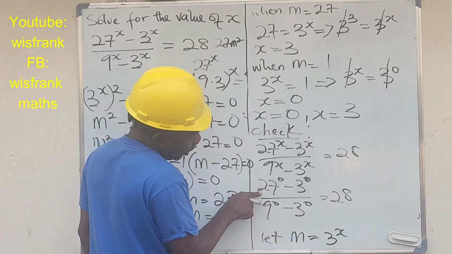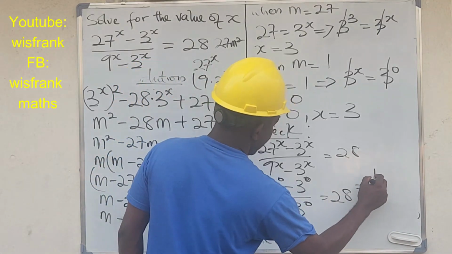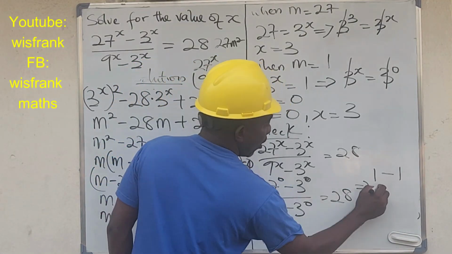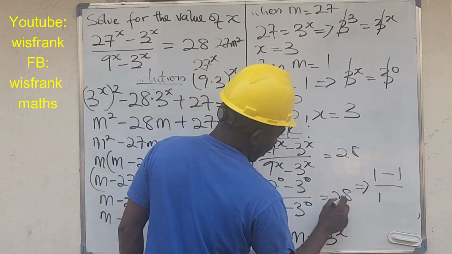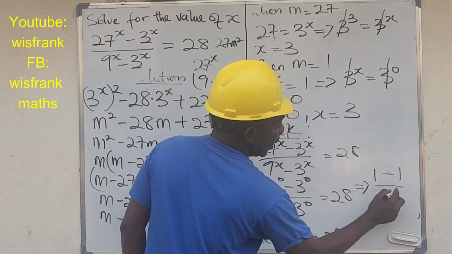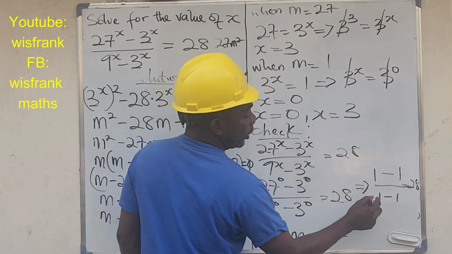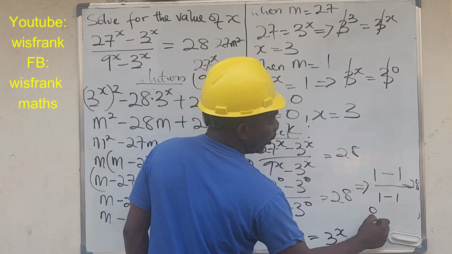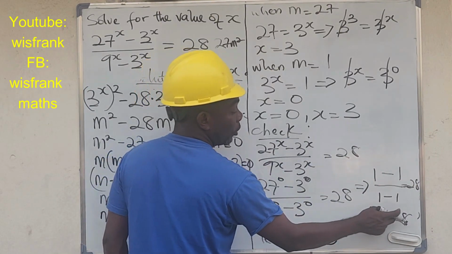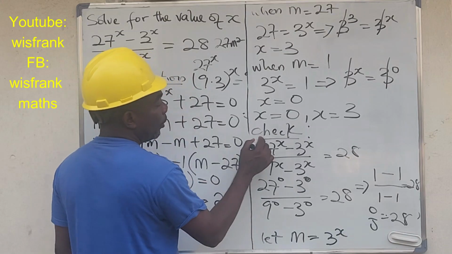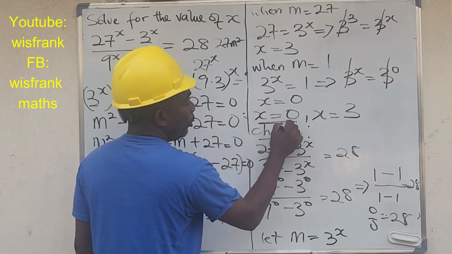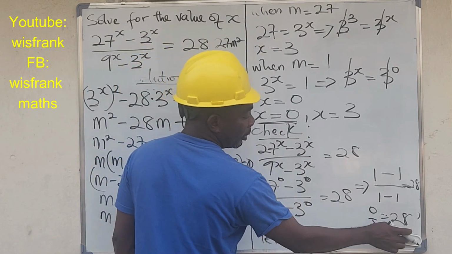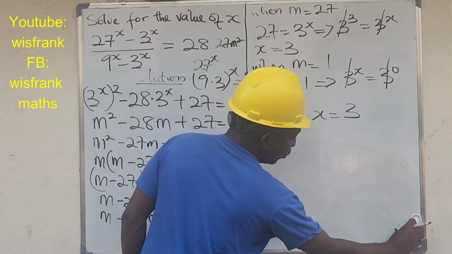So in this case, 27 raised to the power of 0 gives us 1. 3 raised to the power of 0 gives us 1. All over 9 raised to the power of 0, 1. 3 raised to the power of 0, 1. So here equals 28. Does it give us 28? No. 1 minus 1 is 0. All over 0 is not equal to 28. So in this case, the value of x equals 0 cannot be used because it does not give us the right hand side value of 28.